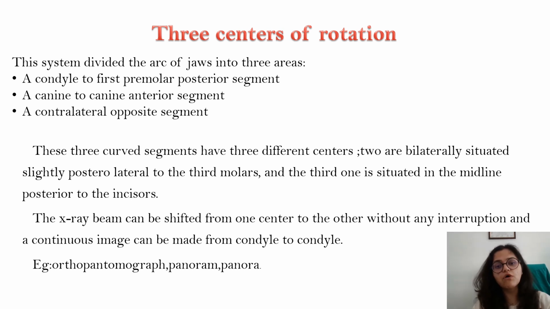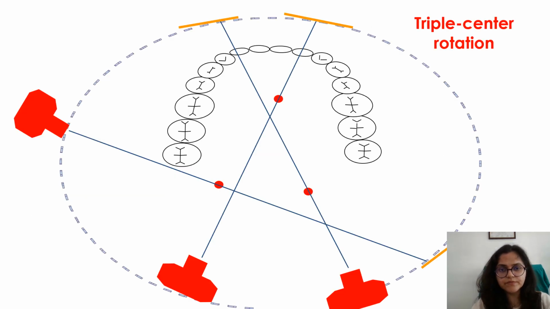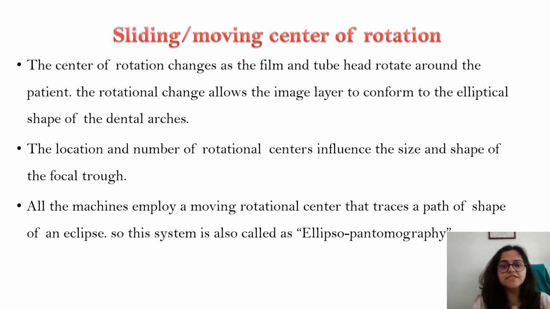An example of three center of rotation is the Panorama and the orthopantomogram. This is the figure of the three center of rotation. You can see the location of the red dot where it has been situated. Next is the sliding moving center of the rotation.